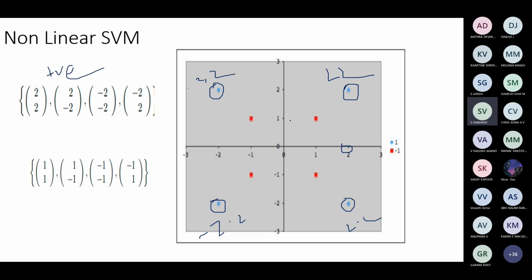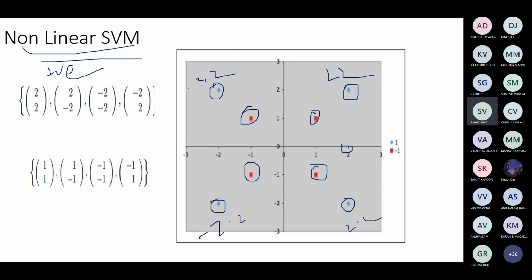Negatively labeled means what? 1, 1, 1, minus 1, minus 1, minus 1, and minus 1, 1. Can you see, can you do a segregation on this? Because it is non-linear, it is not possible to classify it.